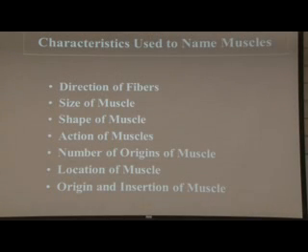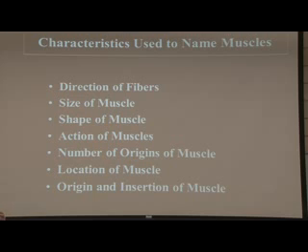So if we look at all of the names on your list in lab of muscles that we're going to work on, all of the names have been developed using kind of a protocol. So some muscles are named because of the direction their fibers flow.